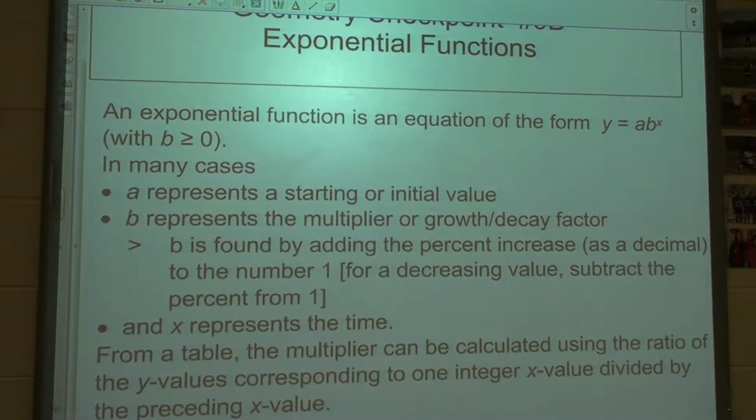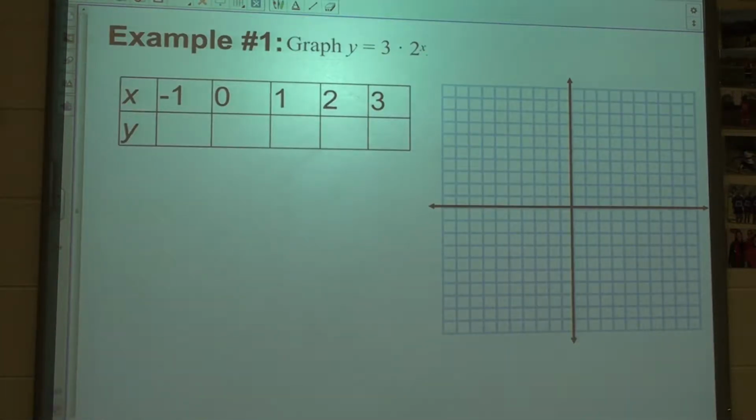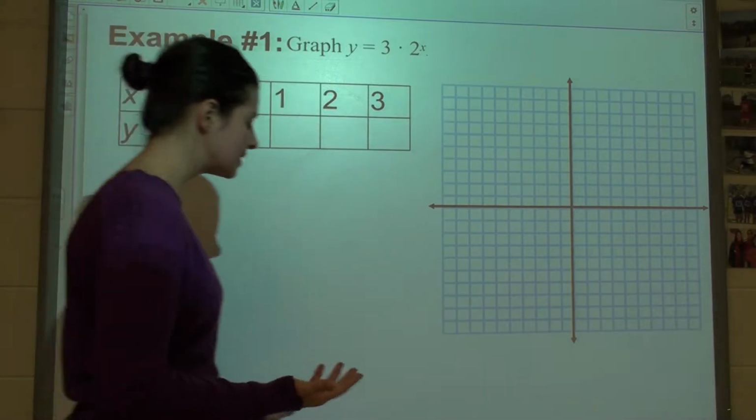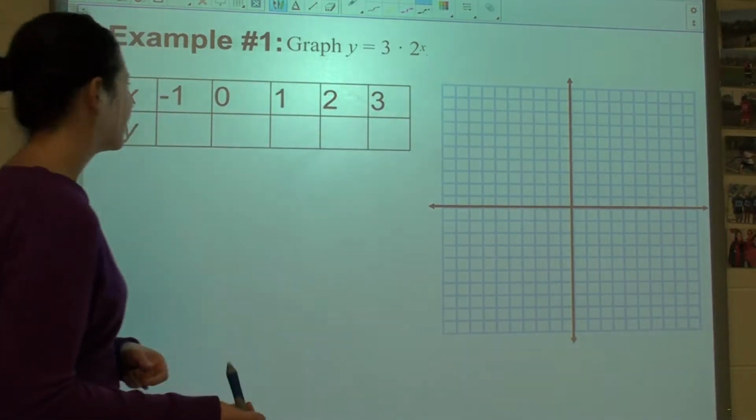From a table, the multiplier can be calculated using the ratio of the y values that correspond to one integer x value divided by the preceding x value. And we're going to do that in example number 2. So for example number 1, we're going to graph y equals 3 times 2 to the x power. I tried to pick one to start off with that would be nice and easy to do by hand, and we're going to go ahead and do that.